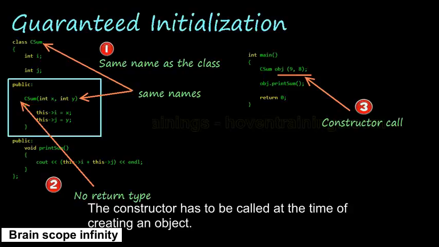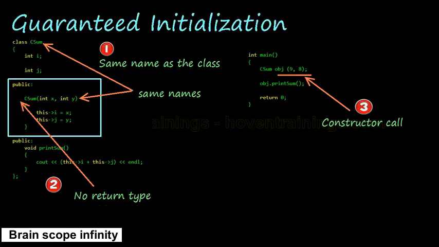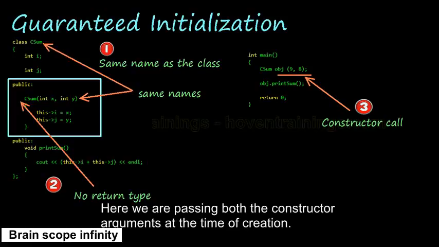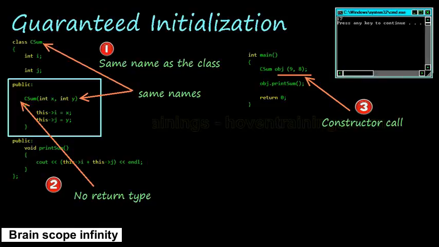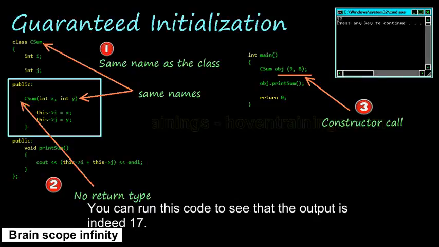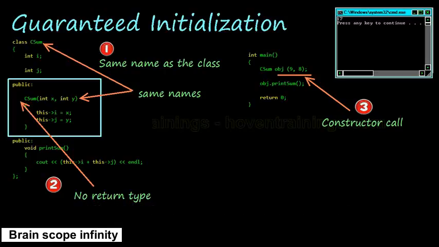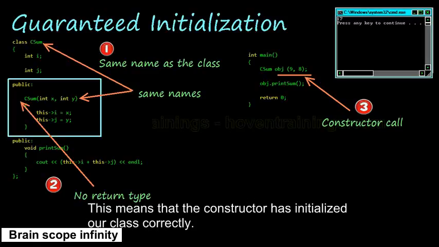The constructor has to be called at the time of creating an object. Here we are passing both the constructor arguments at the time of creation. You can run this code to see that the output is indeed 17. This means that the constructor has initialized our class correctly.